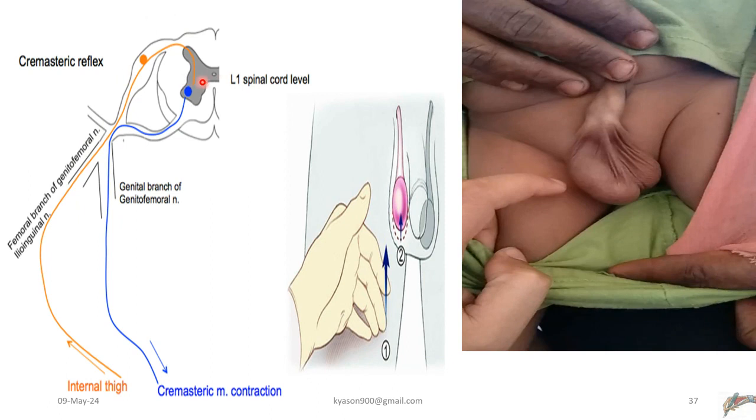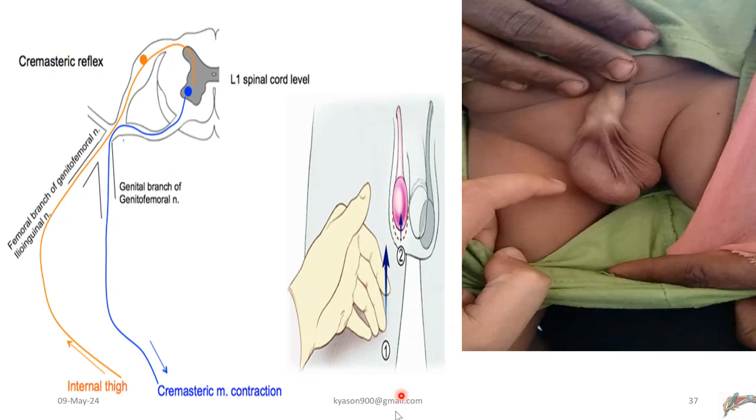The information triggers the feedback. So after the information reaches the spinal cord, feedback is going to be relayed through the motor fibers of the genitofemoral nerve, and those motor fibers are going to stimulate the cremasteric muscle to contract, and once it contracts, the testicle on that side is going to be elevated. So that is the cremasteric reflex. It's induced by simply massaging the upper inner portion of the thigh.